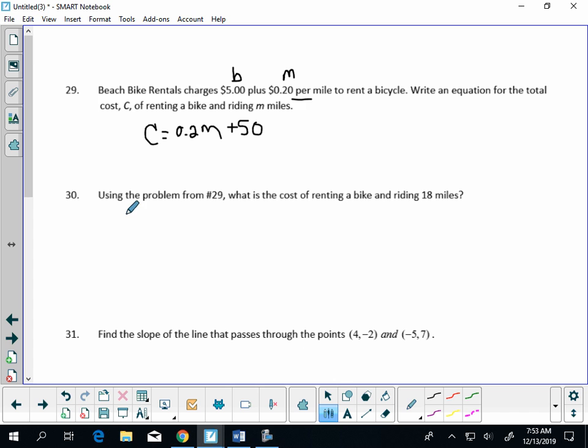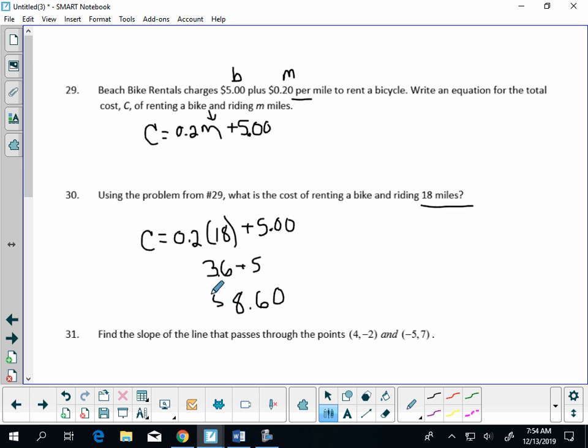So then the next problem, what's the cost for 18 miles? Well, you're just going to plug it in right there. So your cost is going to be 0.2 times 18 plus 5. I'm sorry, I lost a decimal point there. That would have made that pretty expensive. So 3.60 plus 5, $8.60. And that is a reasonable answer.